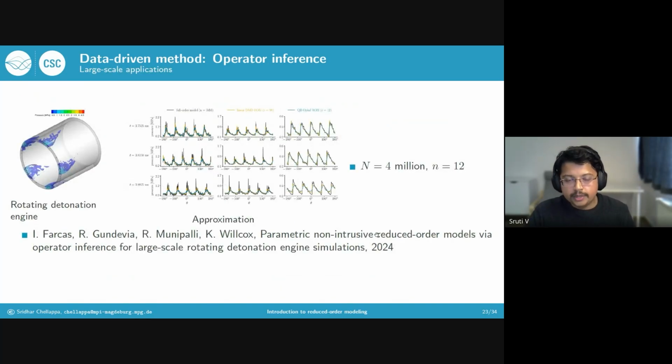Operator inference has also been applied to very large-scale systems. For example, this very recent paper from earlier this year, where they looked at this detonation engine coming from one of the US Air Force applications, where the number of dimensions was 4 million, and then they reduced it to something as small as 12, which is the result you see here on the screen. So you can also apply this to very, very large-scale systems with fairly good results.